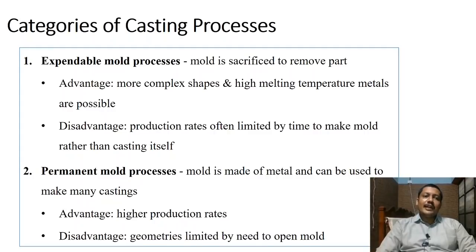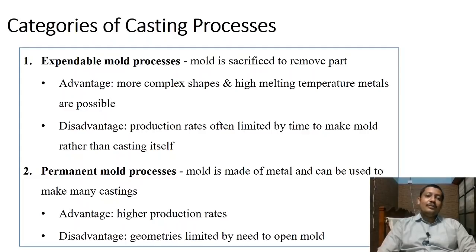So far we have seen about the sand casting. So sand casting is the one and the most common expendable mold process used in the industry for casting various parts from small size to larger size. The next set of classification is permanent mold process, in which the mold is made of metal and can be used to make many castings.